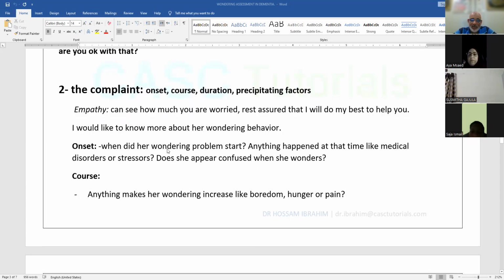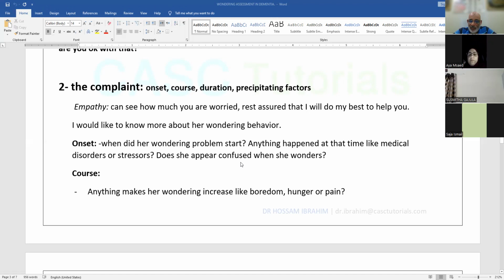When did the problem of wandering start? Did anything happen at this time, like a medical disorder? And you will start knowing that it started about 1 year ago. She had some sort of medical problems and strokes and so on. Does she appear confused whenever she wanders? Okay, this is the onset. And then you want to know the course.